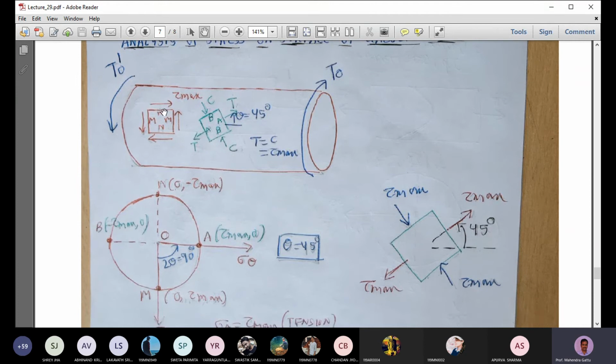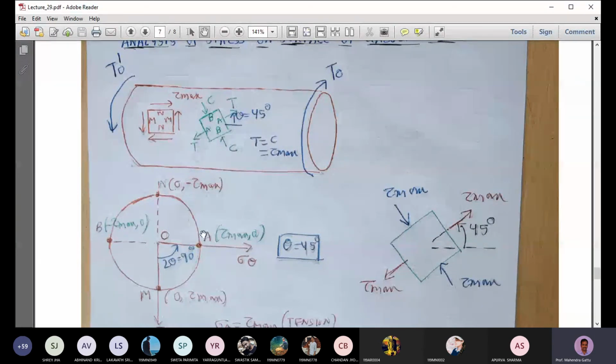Now what we can do, we can draw the Mohr's circle for this stress element. So let's take this left face and the right face, let's denote it by M, and the top face and the bottom face, let's denote it by N. So for M, what is the normal stress? Normal stress is 0. And what is the shear stress? It is acting in the upward direction, it is in the anti-clockwise direction, so it is plus tau max. Similarly for this surface, normal stress is 0 and the shear stress is acting downward and it is in the anti-clockwise direction, so it will be plus tau max.